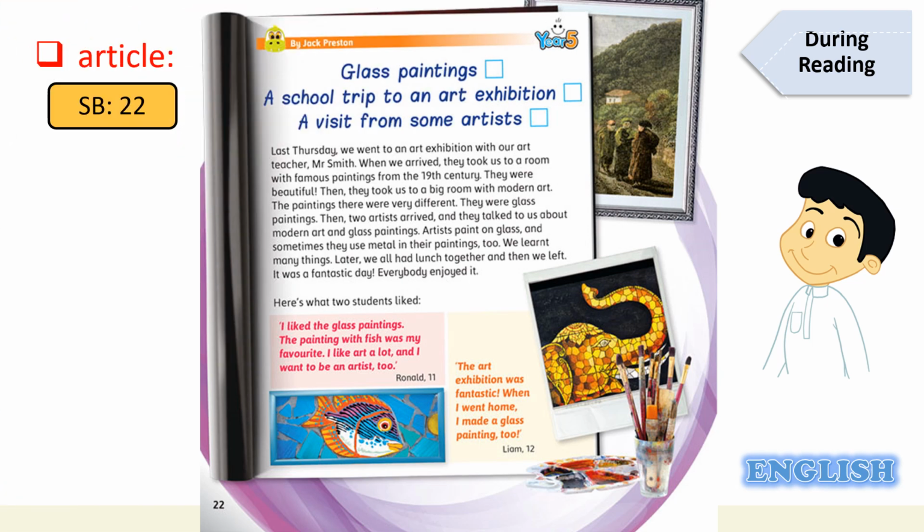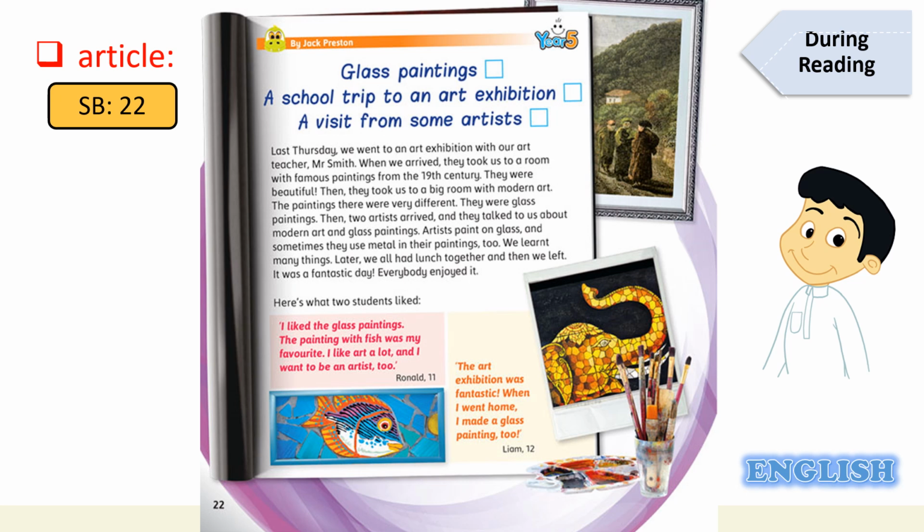Last Thursday, we went to an art exhibition with our art teacher, Mr. Smith. When we arrived, they took us to a room with famous paintings from the 19th century. They were beautiful. Then they took us to a big room with modern art. The paintings there were very different. They were glass paintings. Then, 2 artists arrived, and they talked to us about modern art and glass paintings. Artists paint on glass, and sometimes they use metal in their paintings too. We learned many things. Later, we all had lunch together, and then we left. It was a fantastic day.